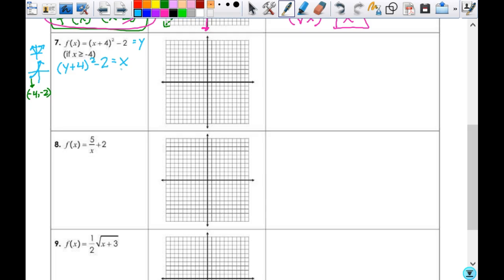So can I go ahead and take the square root of both sides? No, what do I have to do first? Add the 2. Yes, make sure you're going in order. So y plus 4 squared equals x plus 2. Now I can take the square root. So y plus 4 equals the square root of x plus 2.